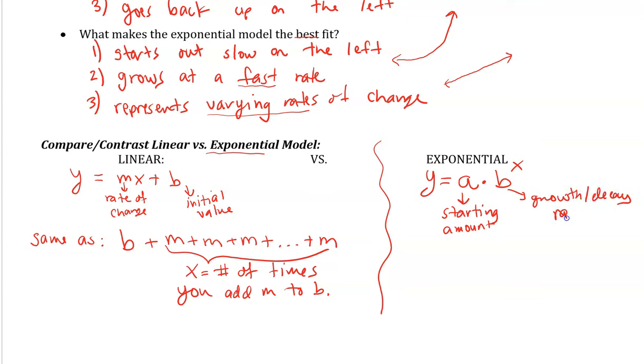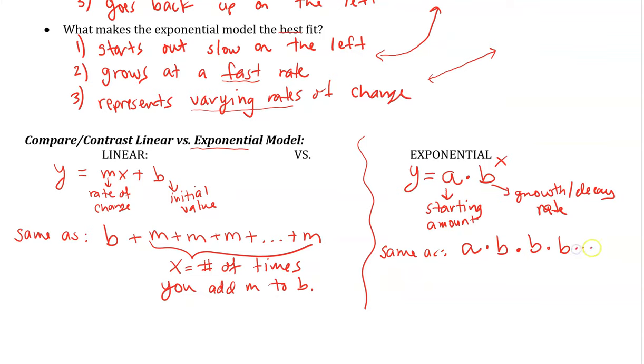We'll look at the difference between growth and decay in a bit. So you could also think of this as saying, I'm starting with A, my starting number, and then if x is 1, I'm going to multiply by 1 factor of b. And then if x is 2, I'm going to multiply by 2 factors of b. And then if x is 3, b to the third, I would multiply by 3 factors of b, and so on and so forth, depending on whatever x is. So x here is representing the number of times we multiply b to a.